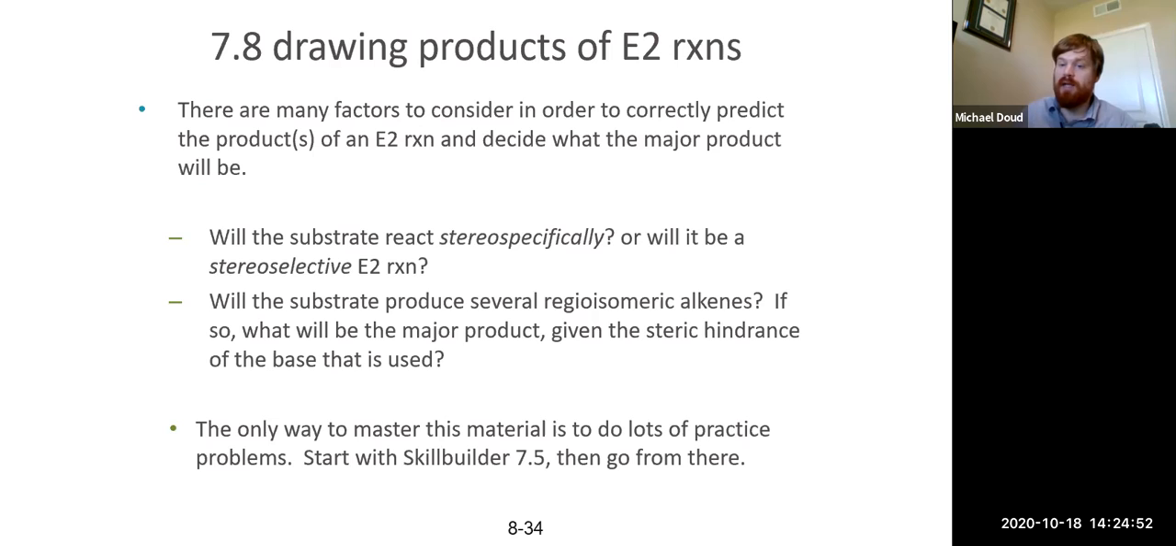Are there going to be regioisomeric alkenes? That's where we have the Zaitsev and the Hofmann product. And if so, what's your major product given the steric hindrance of the base that's used? In other words, strong bases are going to produce the more substituted product, the Zaitsev product, and the bulky, big bases are going to produce the less substituted Hofmann product. So it's a lot of practice basically to do that.